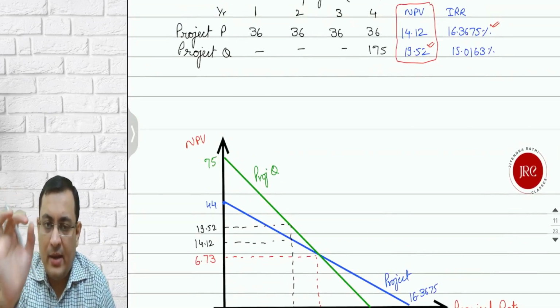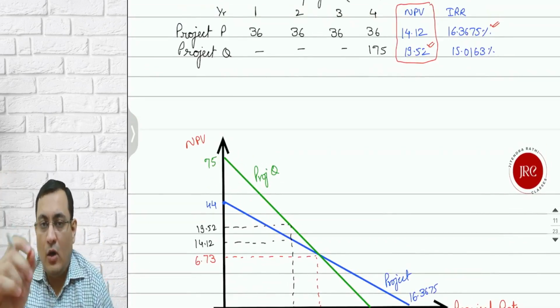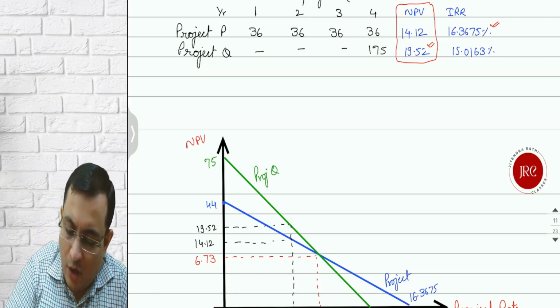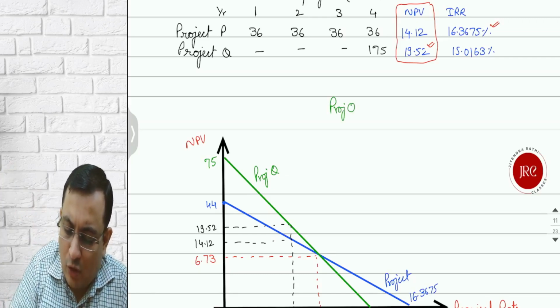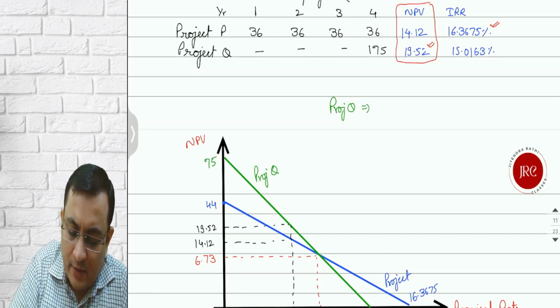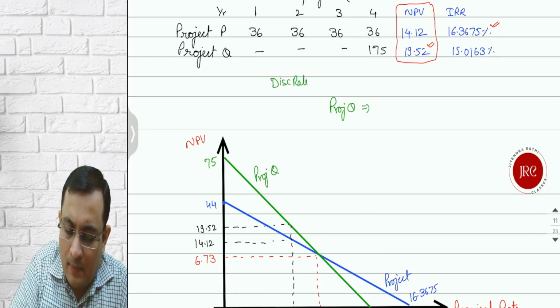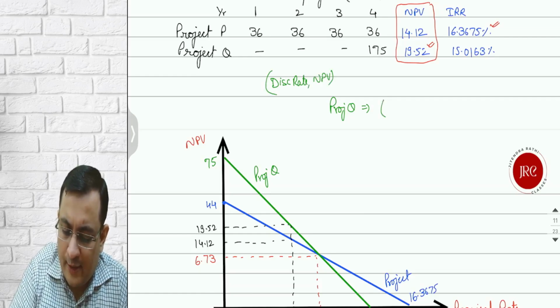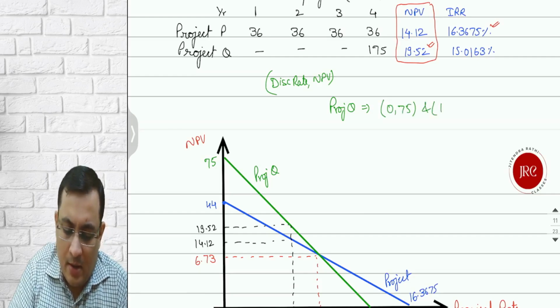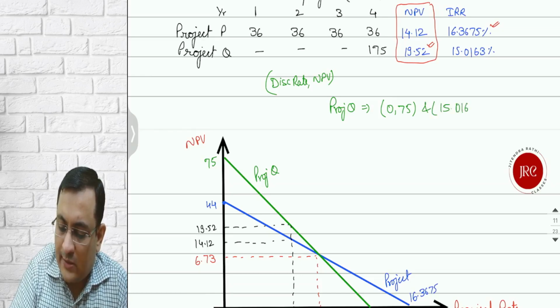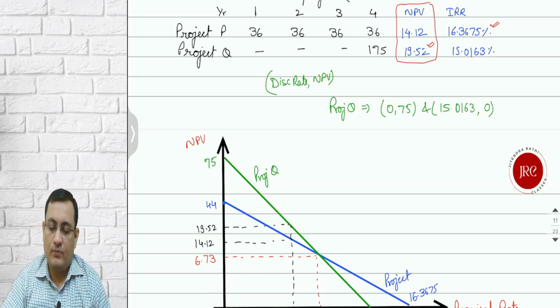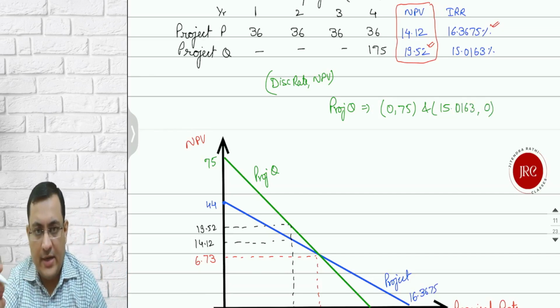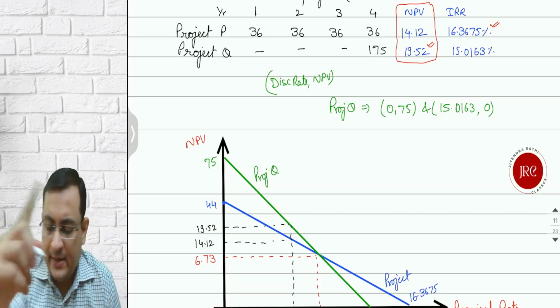Now we have IRR, and at IRR NPV should be 0. So we got two coordinates. For project Q, coordinates means I am saying your discounting rate, comma, NPV. So for project Q, for discounting rate 0, it is 75, and for discounting rate, how much? 15.0163, comma, it is going to give us 0 NPV. So at 0 discounting rate, 75 is NPV. At 15.0163, 0 will be the NPV.